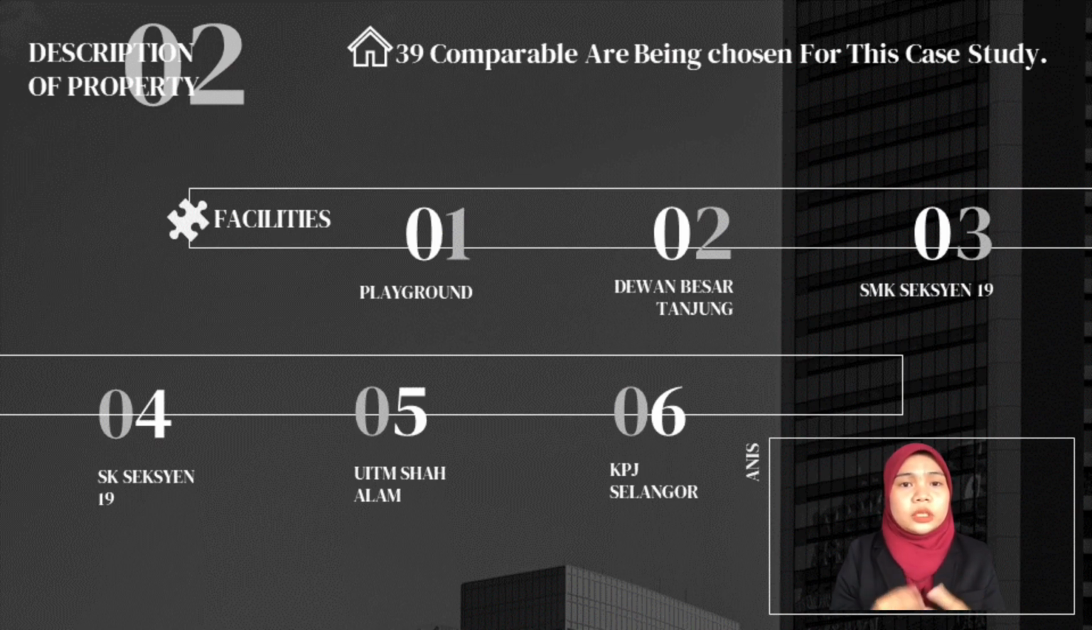Development of facilities and amenities is an important aspect in a locality because the demand and price of residential property will increase if the surrounding facilities and amenities benefit the residents. Section 19 has been equipped with various types of facilities and amenities only a short distance away in order to satisfy the public needs for a convenient way of life. For instance, playground, Dewan Besar Tanjung, SMK Section 19, SK Section 19, UiTM Shah Alam and KPJ Selangor.